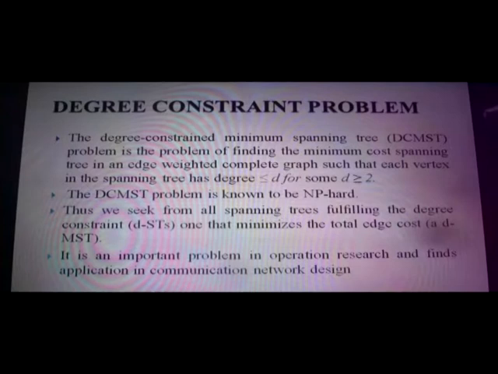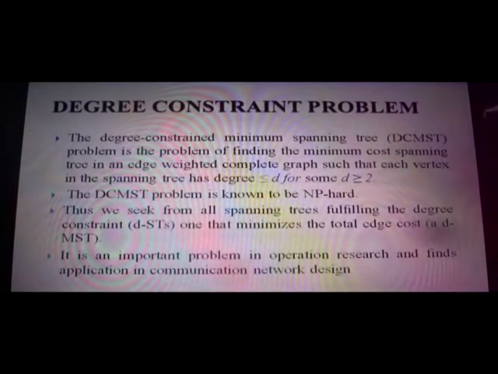Degree constraint problem. Degree constrained minimum spanning tree is a special case of the minimum spanning tree problem, which is concerned with finding a spanning tree of a non-negative edge weighted graph such that all nodes satisfy degree restrictions and the total edge length is minimum. The degree constraint problem is known to be NP hard. It is an important problem in operational research.